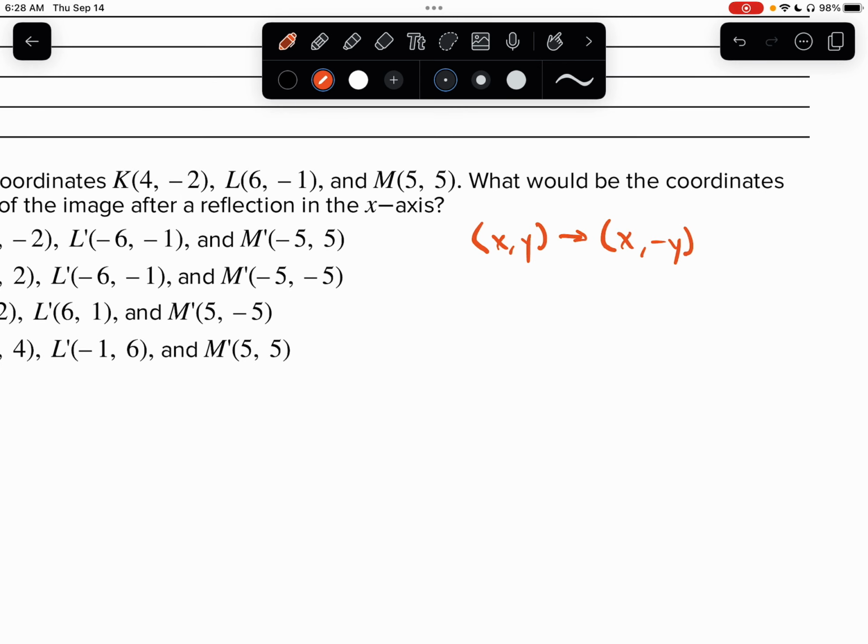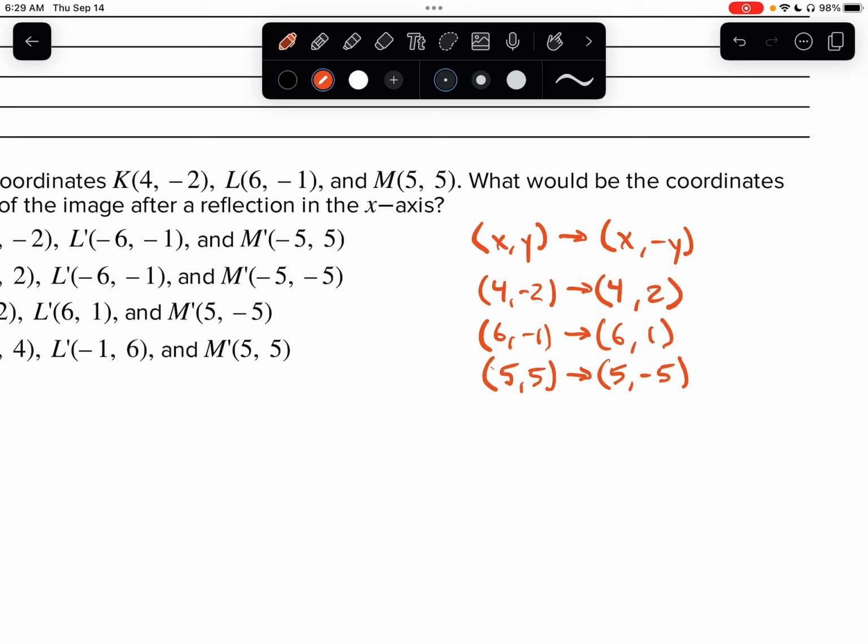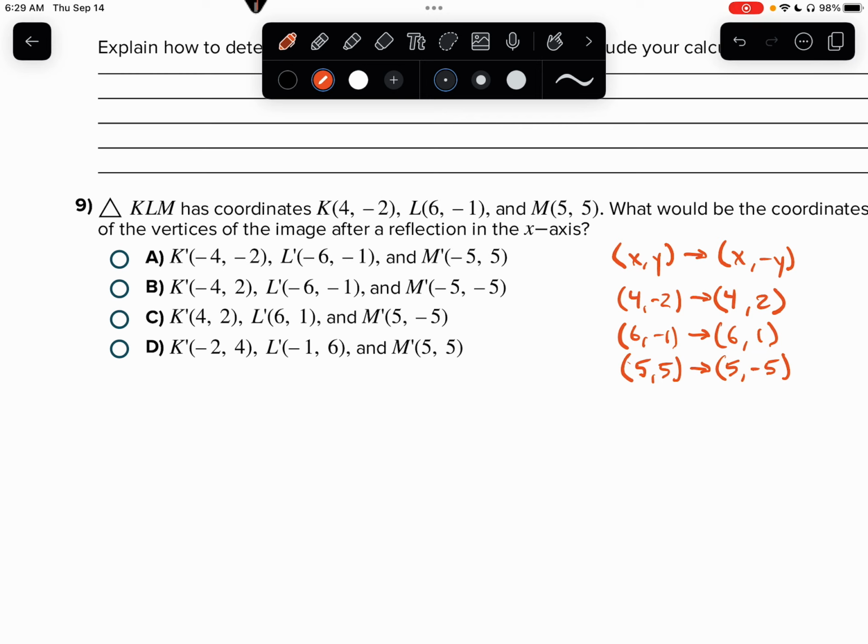So let's see, K is at (4, -2). After this transformation, the x stays the same, so it stays 4. The -2 is going to become +2. I can do the same with L and M. So (6, -1) is going to become (6, 1), and then (5, 5) is going to become (5, -5). So all that's happening is that y value is changing sign. And that corresponds with answer C here. So that would be our answer.